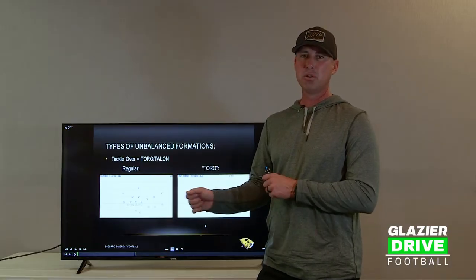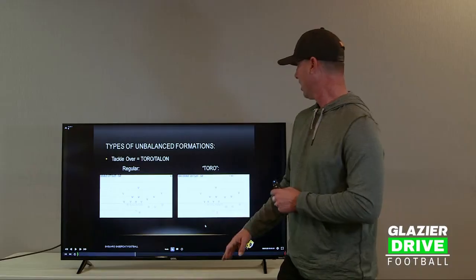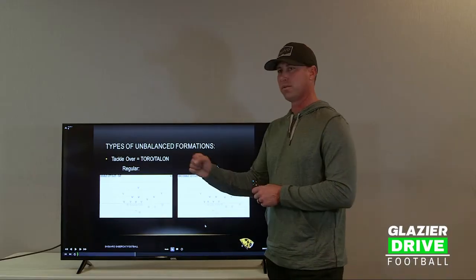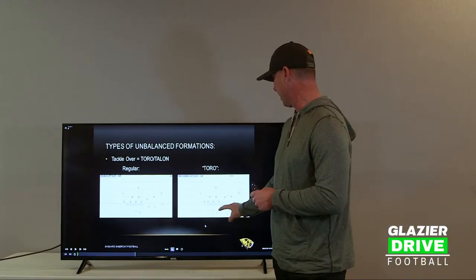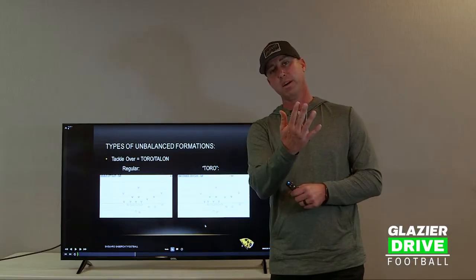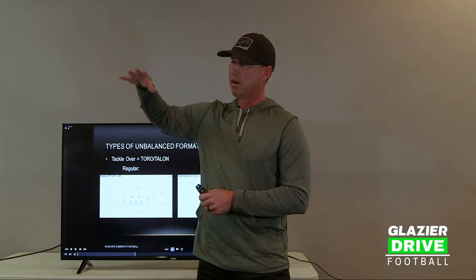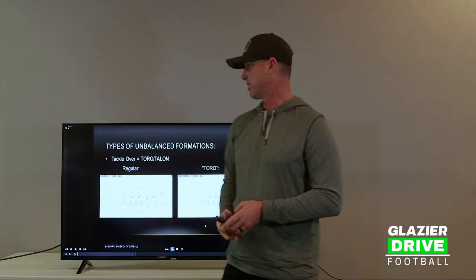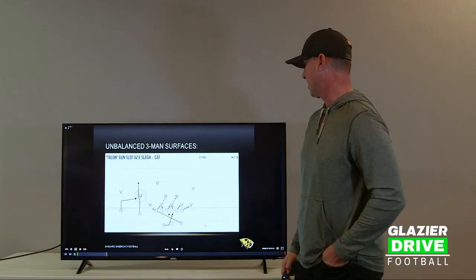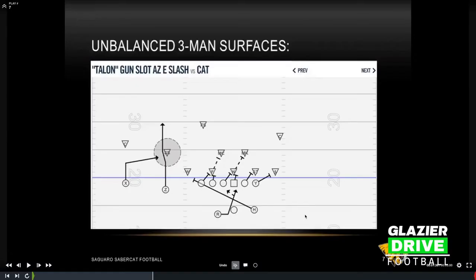And we're going to find a million ways to run inside zone with bubble screen. If we're playing an odd front team that's playing 4s and 4-eyes, now I get that 3-man surface to run zone away from, and I still have my bubble screen and all my perimeter stuff to the field that I like to run, okay? So this would just be a base tackle over look. Okay? We can dress this up a million ways.